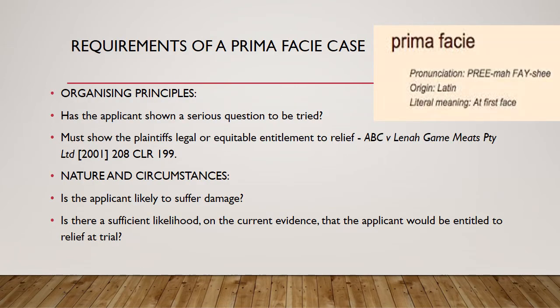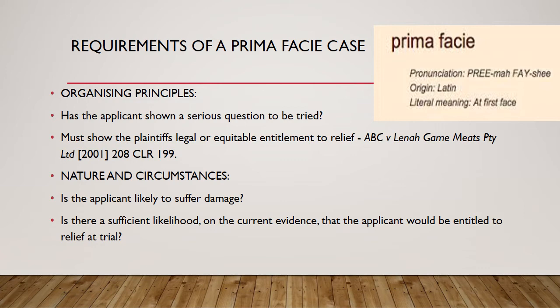In ABC and O'Neill, the court held that for a prima facie case element to be satisfied, there needs to be a serious question to be tried as to the plaintiff's legal or equitable entitlement to relief, and that there is a sufficient likelihood on the current evidence that the applicant would be entitled to relief at trial.